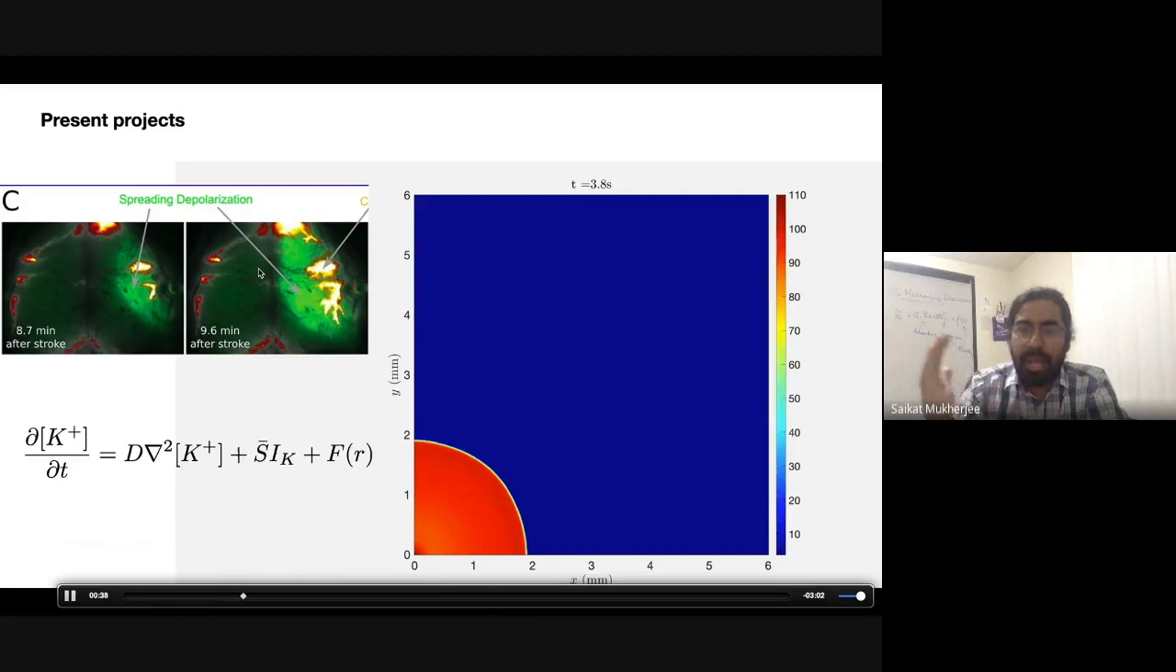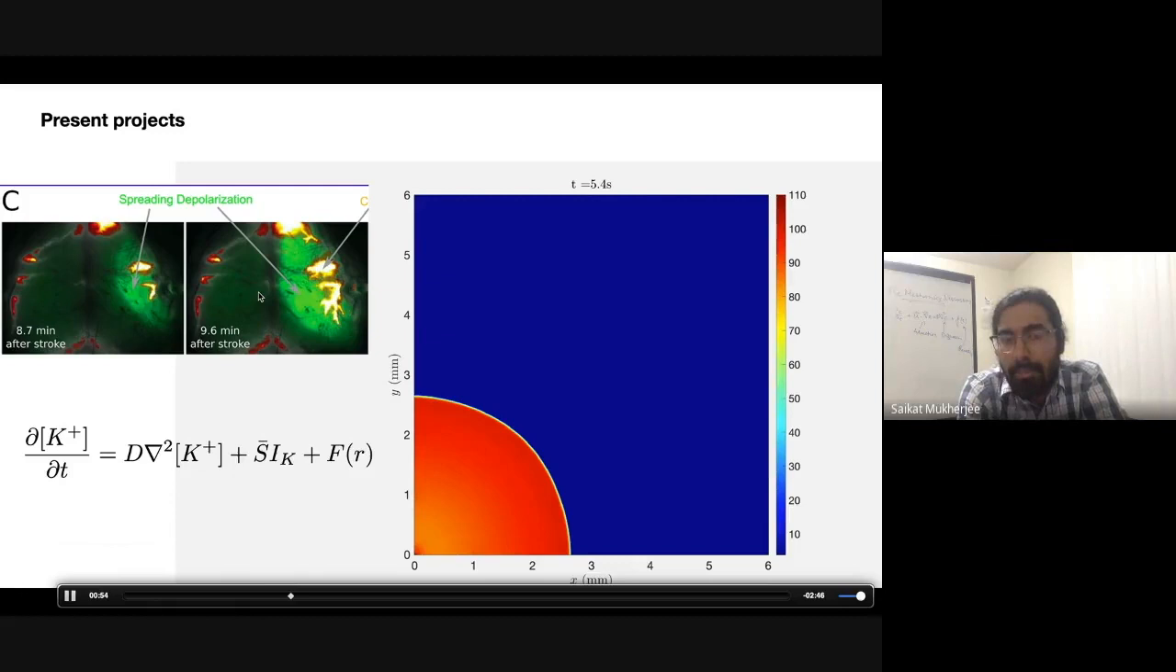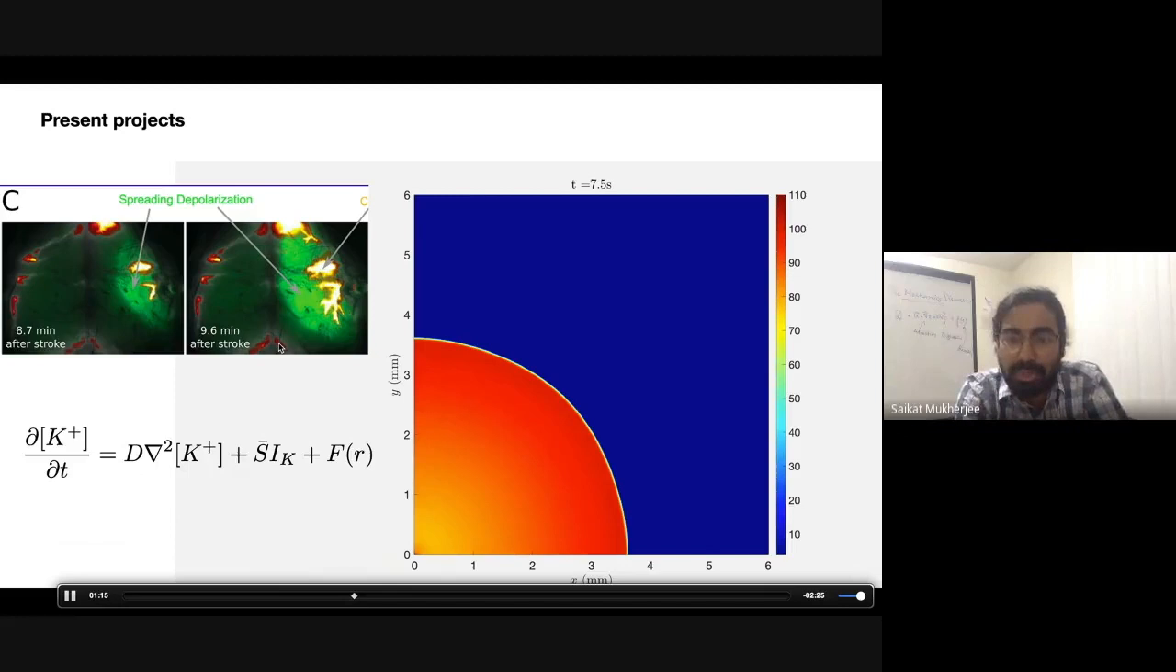So neurons are not capable of signaling again. This state of depolarization gets fixed after stroke, and that's how people survive. But people die when this brain depolarization wave completely kills the neuronal activity and there is no recovery. So I'm also trying to study this brain depolarization using a variation of a reaction diffusion equation. Here K plus is the extracellular concentration of potassium. So I'm modeling how this brain depolarization reaction diffusion wave propagates outward.